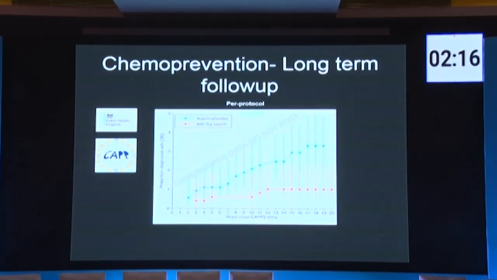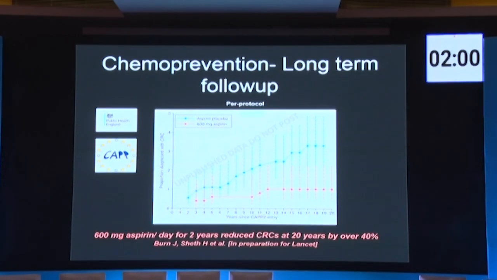But then we thought, what if we follow them up for 20 years? And this is the data that just came out this year. Please don't take any photos of this. This is unpublished data. And as you can clearly see, the blue line is placebo, the red line is aspirin. Even after 20 years of follow-up, and remember, they had only taken aspirin for 2 years, we still get a 40% reduction in risk of colorectal cancers and other Lynch syndrome cancers as well. Now, we have written up the manuscript. We are just about to submit it to the Lancet, so you will see this analysis very, very soon.